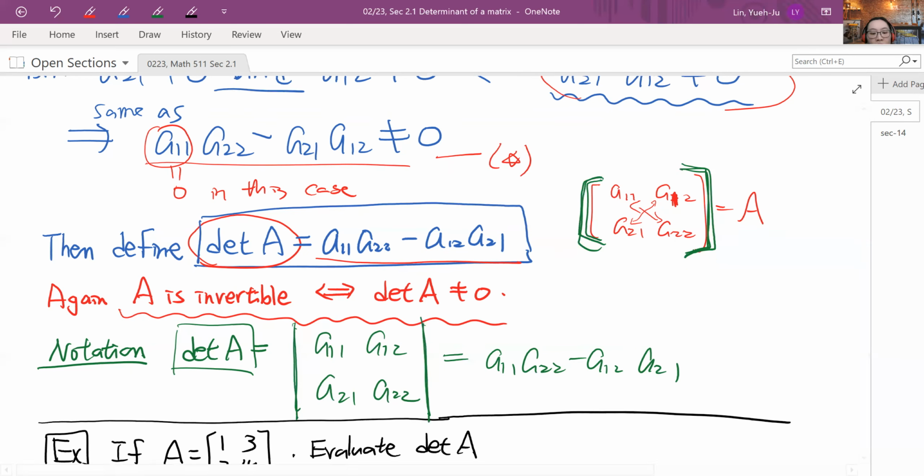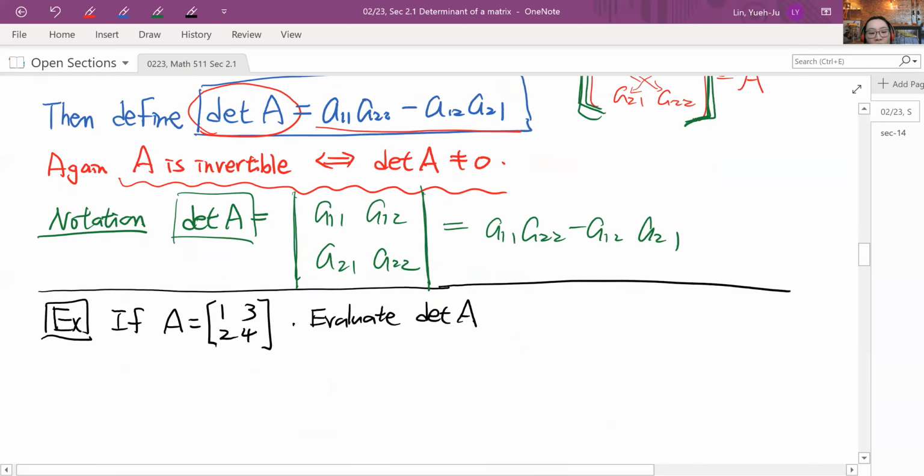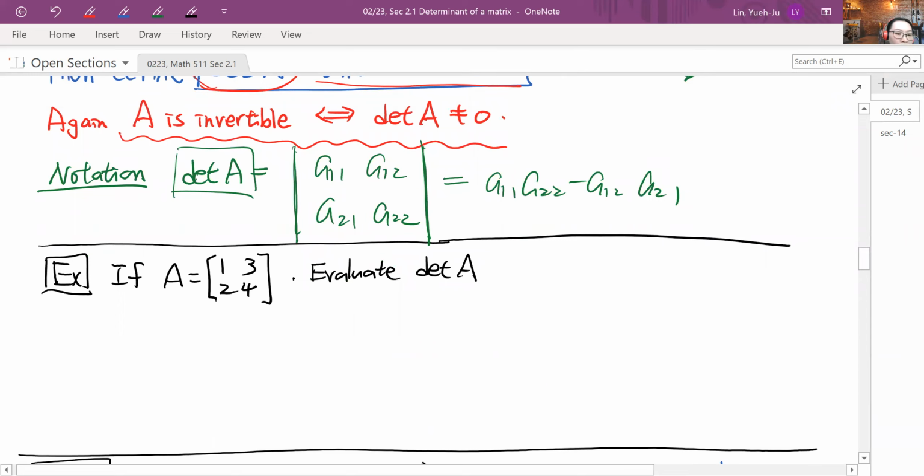So now what about 3 by 3? First I want to make sure everyone knows how to calculate this. I'll just do a quick example.